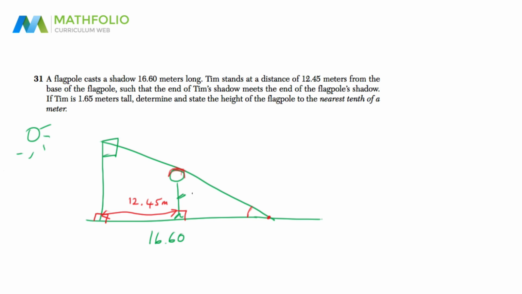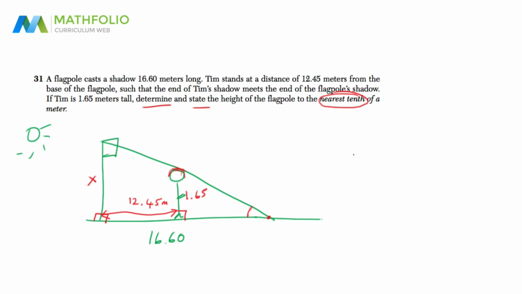So it says if Tim is 1.65 meters tall, determine and state the height of the flagpole to the nearest tenth of a meter. So I'm circling that again. I'm going to call the flagpole's height X. Now I need to get to work with this. So let's think how I can do this.